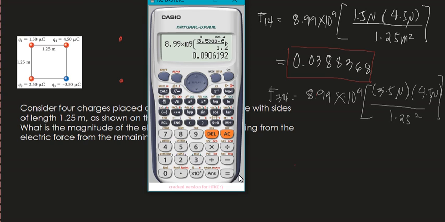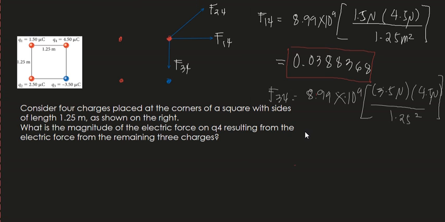So our distance is 0.0906192 Newton. So this is our F34. Okay, so now we will have to solve some value of your F24.